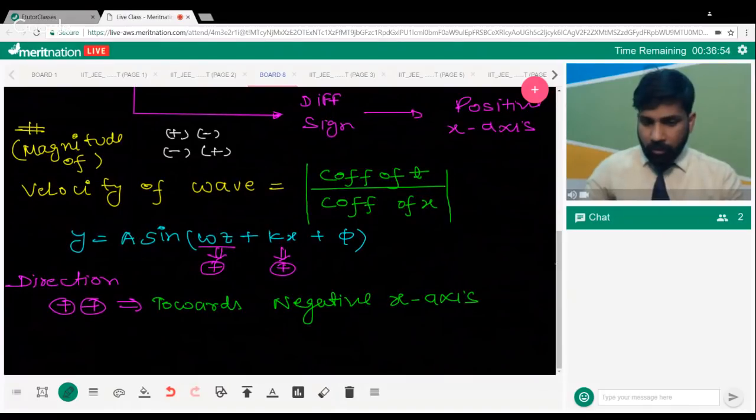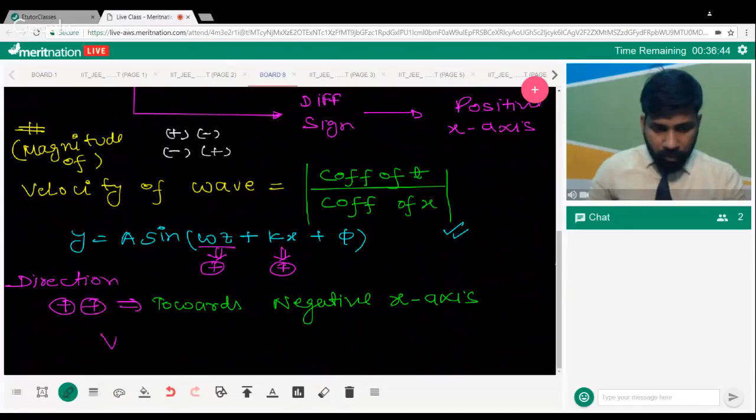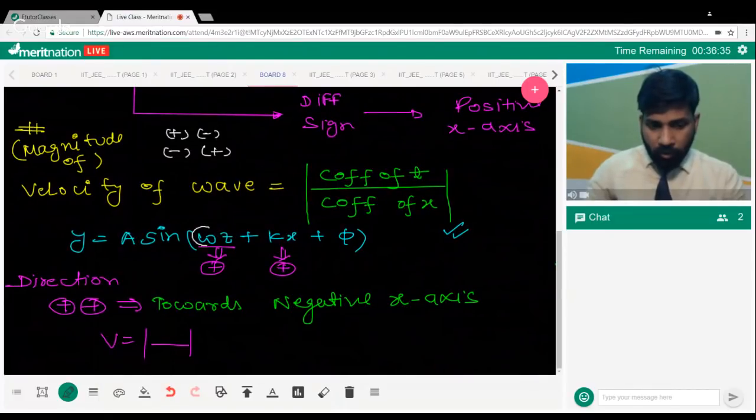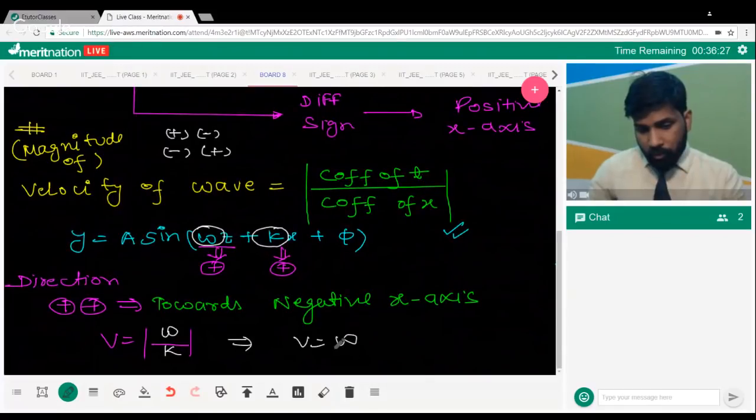Now let's talk about the magnitude. See here, this is the formula: coefficient of t divided by coefficient of x. So we can use this formula. If this is the equation of wave, here coefficient of t is omega. Coefficient of x is k. So this implies here v is equal to omega by k.